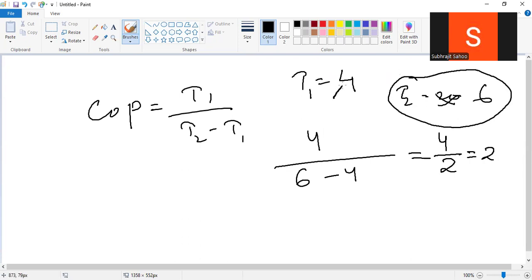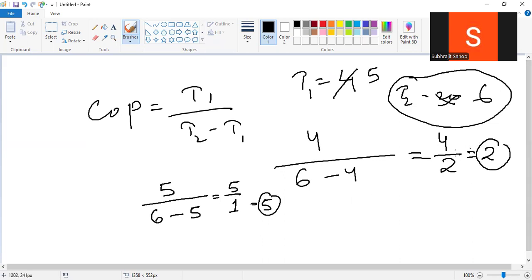Now I am changing T1 from 4 to 5. Then what will happen? Observe. COP is 5 divided by 6 minus 5, T2 not changing. What is the answer? 5 by 1. See, did COP increase or not? In the previous case COP was 2; in the latest case COP became 5.